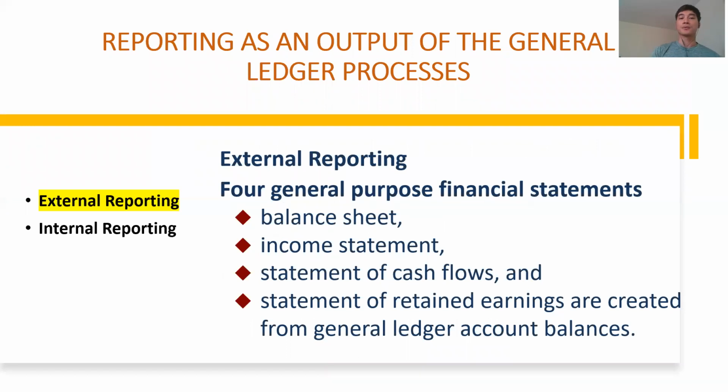Reporting as an output of the general ledger process. As you know, the information in general ledger accounts provides feedback information for both internal and external parties. External parties such as investors and creditors use summarized accounting data in the general purpose financial statements to evaluate business performance. There are four general purpose financial statements: balance sheets, income statements, statements of cash flows, and statements of retained earnings.